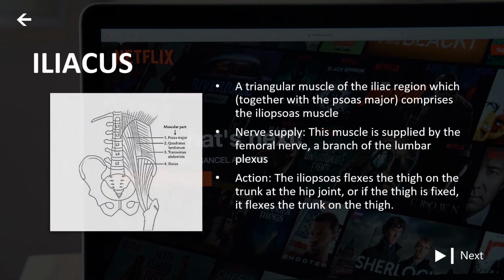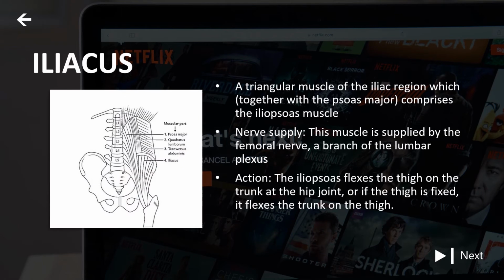Iliacus. The iliacus muscle is fan-shaped and arises from the upper part of the iliac fossa. Its fibers join the lateral side of the psoas tendon to be inserted into the lesser trochanter of the femur. The combined muscles are often referred to as the iliopsoas.